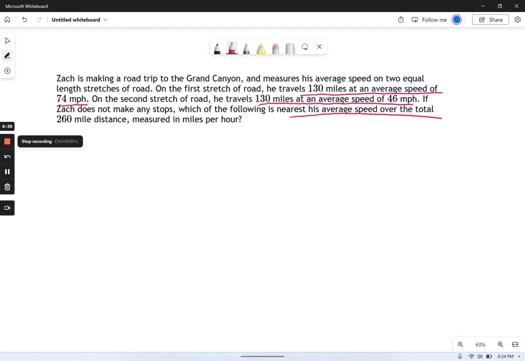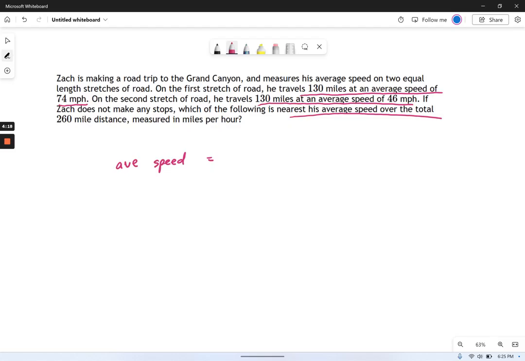And you might be thinking, okay, I know how to do averages. You just add them together, divide by 2. Well, if you add 46 and 74 divided by 2, you're not going to get the right answer here. And here's what's going on. What you need to do to figure out average speed is a calculation. It's not very hard. This is going to make sense.